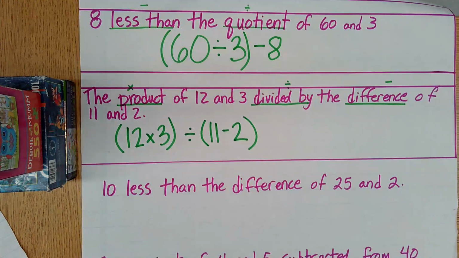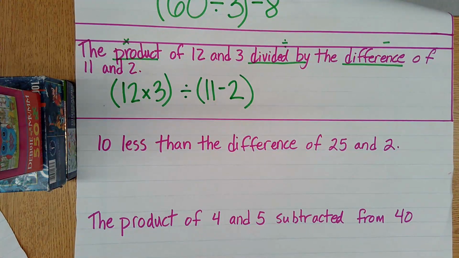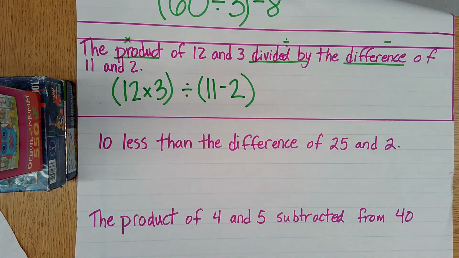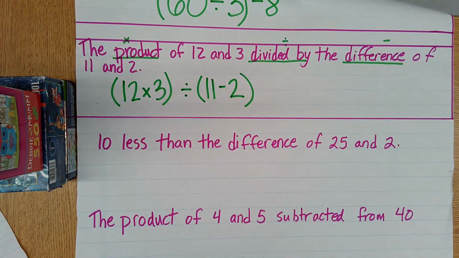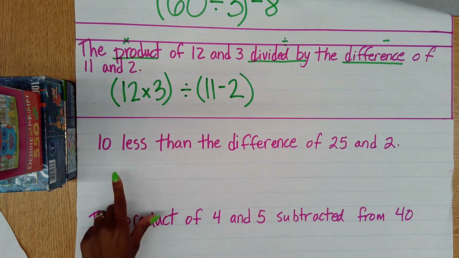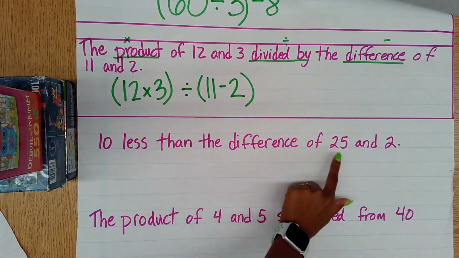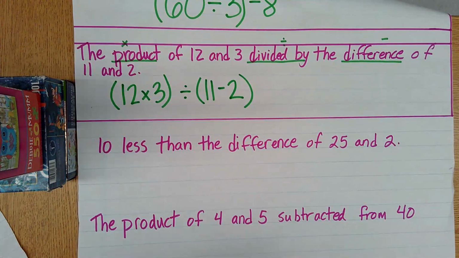All right. So students will not only have to write expressions, they are also going to be responsible for evaluating them using the order of operations that we talked about earlier. So for the next two examples, I'm going to write the expression and then I'm also going to solve using the order of operations. 10 less than the difference of 25 and 2.